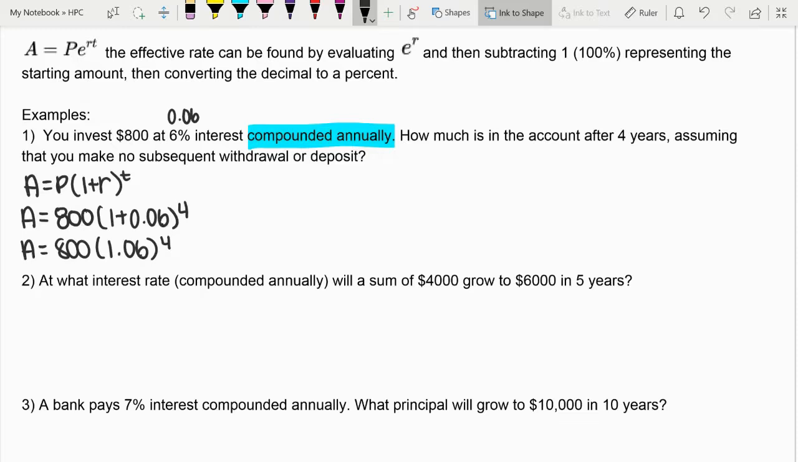So you do want to make sure that you take your calculator out and type that in. And we end up with A is approximately 1009.98. Okay, so how much is in the account after 4 years? Approximately $1,009.98.